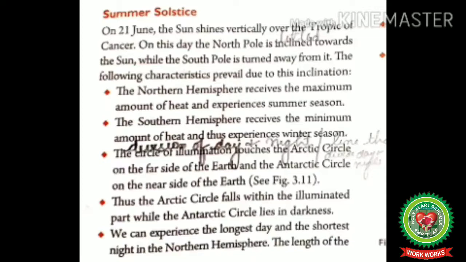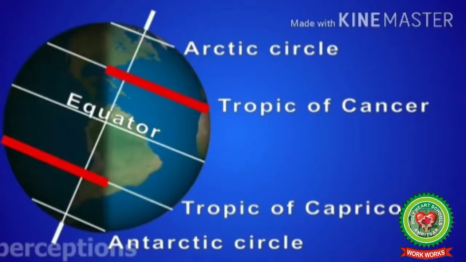The circle of illumination. Illumination means the line that divides the day and night touches the Arctic Circle on the far side of the Earth and Antarctic Circle on the near side of the Earth. Thus, the Arctic Circle falls within an illuminated part while the Antarctic Circle lies in the darkness. We can experience the longest day and the shortest night in the northern hemisphere. The length of the day increases with the increasing latitude towards the North Pole. In this time, the region between Arctic Circle and North Pole experiences 24 hours of daylight.